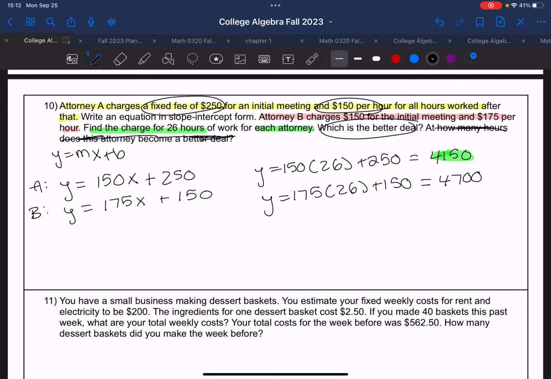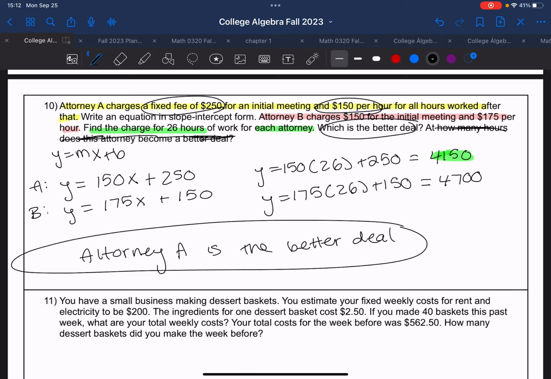So we would say attorney A is the better deal. And again, ignore that last question. That was not supposed to be there. I just want to know what was the better deal.